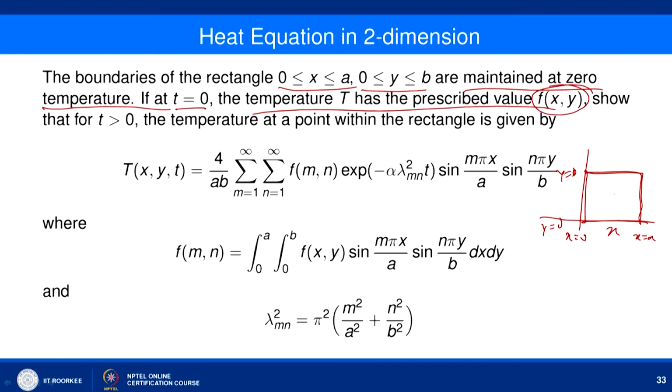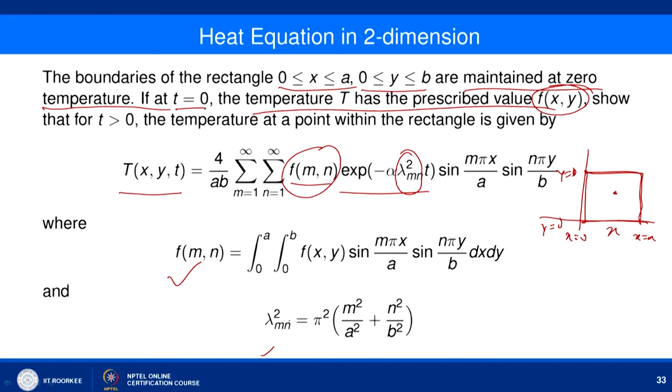to show that if you take any point here, somewhere here, then the temperature at this point at any given time t is given by 4 by ab, summation m equal to 1 to infinity, n equal to 1 to infinity, of F_mn exponential of minus alpha lambda squared_mn t sin(m pi x by a) sin(n pi y by b), where this F_mn is given by this expression, that is integral 0 to a, integral 0 to b of f(x,y) sin(m pi x by a) sin(n pi y by b) dx dy, and this lambda squared_mn is given by pi squared times m squared upon a squared plus n squared upon b squared.